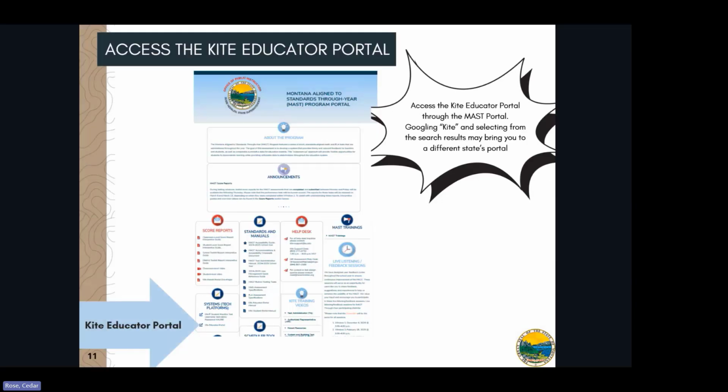So first thing, we just want to remind everyone, one of the biggest questions that we get in within the assessment team is that people can't get into their Kite Educator portal account. So just a reminder, whenever you are trying to get into the Kite Educator portal, which is where we do all of our Kite administration, where our score reports are located, make sure that you are accessing through the Montana specific URL. You can always find it through the MAST portal webpage. So go ahead, make sure that you are accessing through there.